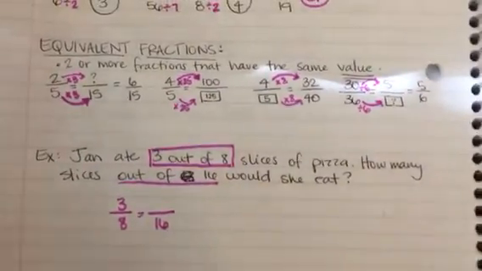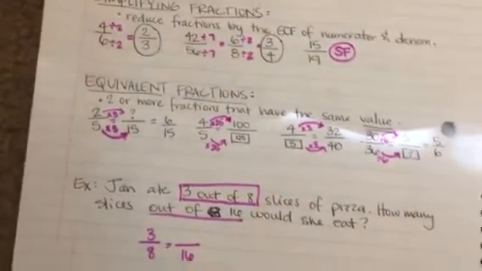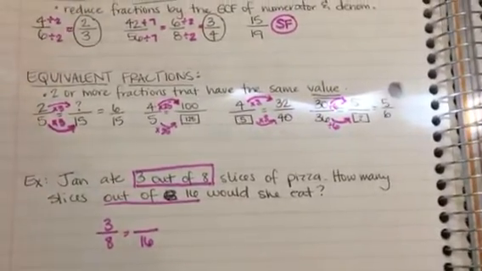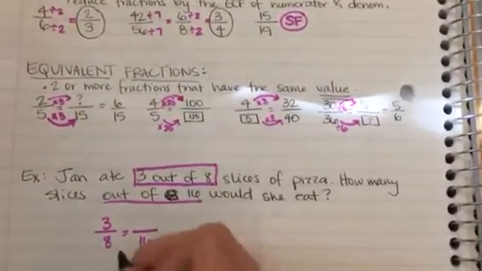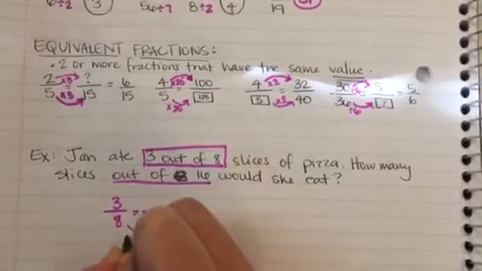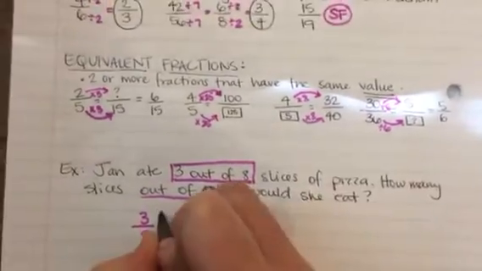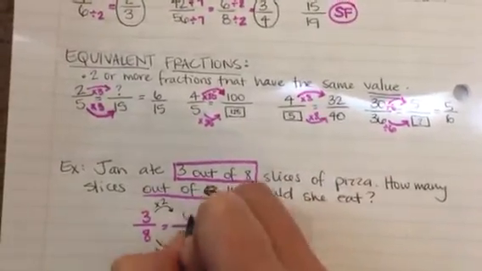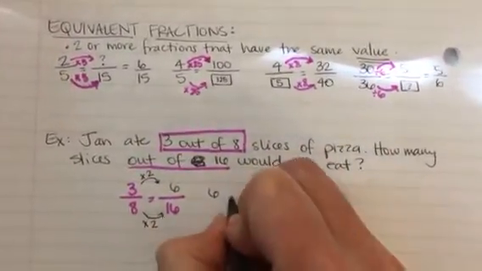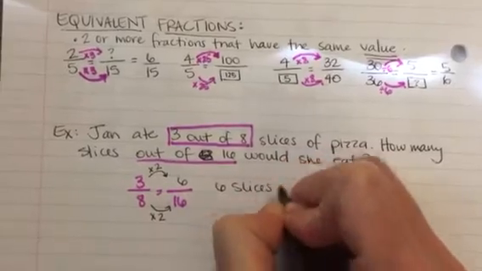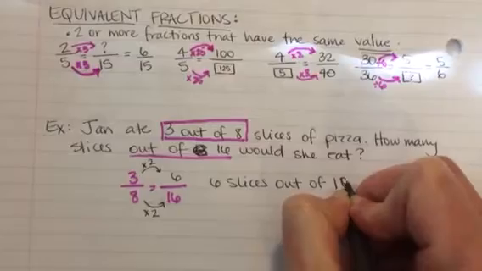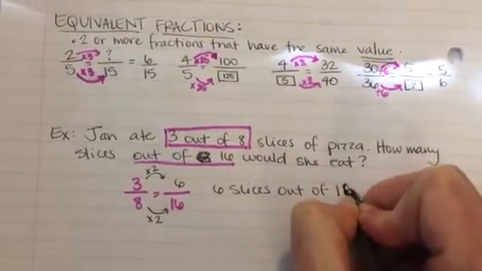We sliced it differently. And then you try to figure out how is it that I can get from one number to the other. So you are looking for relationships here. You know that 8 times 2 gives me 16. So 3 times 2 would give me 6. So the answer to this question is that she would eat 6 slices out of 16.